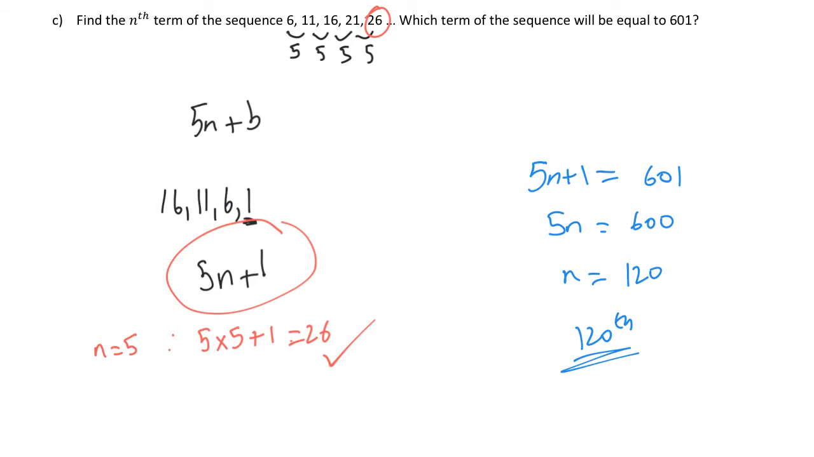Now, had this worked out to be 120.4 or something like that, then what that would imply is that the term is not in the sequence. But as it worked out to be a whole number, then we know it's that term number.